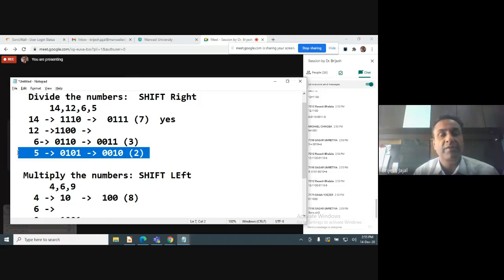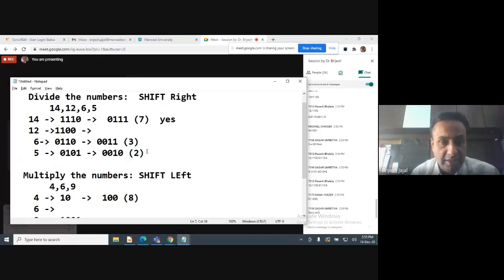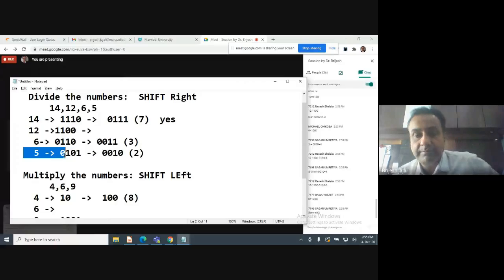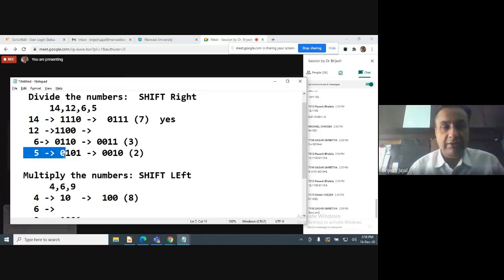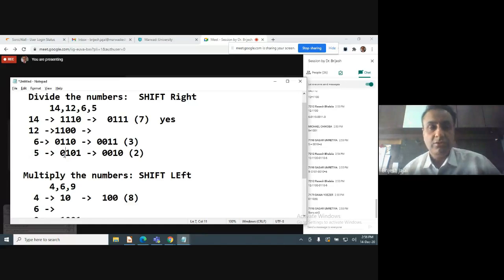Try to understand. When I divide the number 5 by 2, what is the correct answer actually? 5 divided by 2, what is the answer? 2.5. We can't have 2.5, right? So the half part is ignored and I get 2 here. So yes, it is the correct answer.